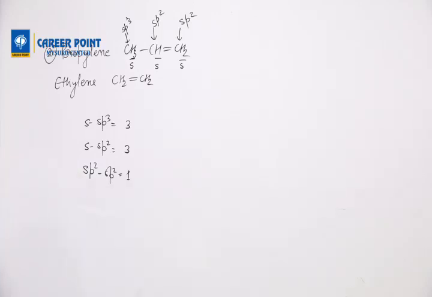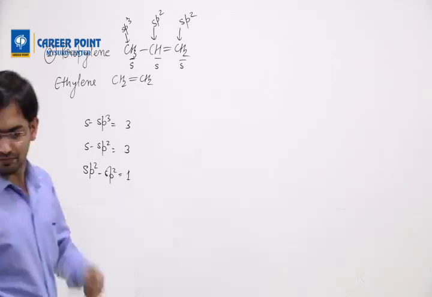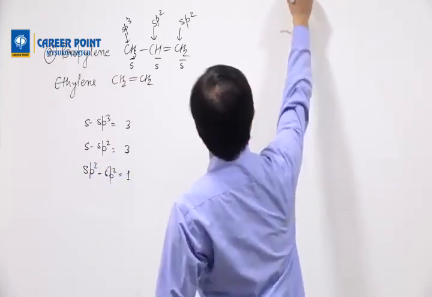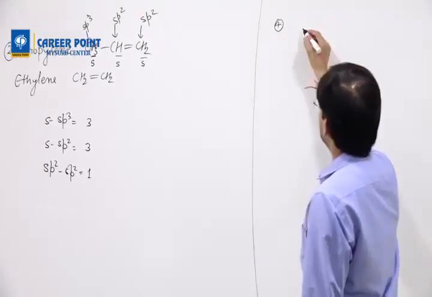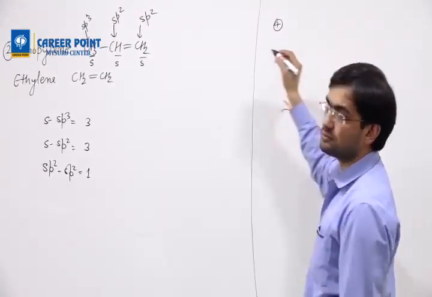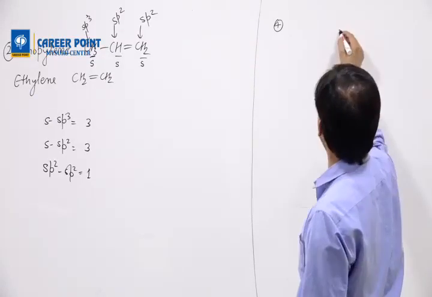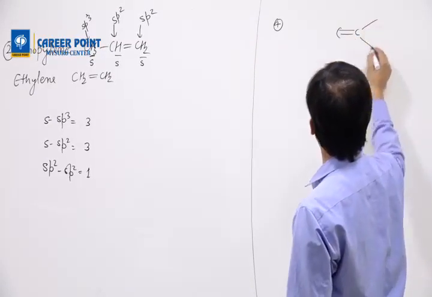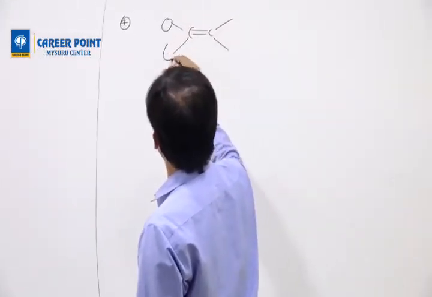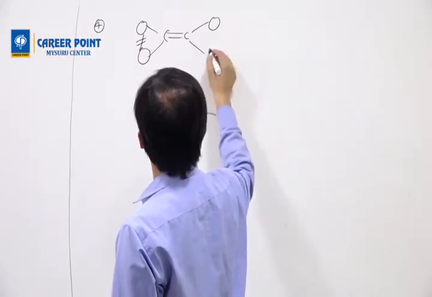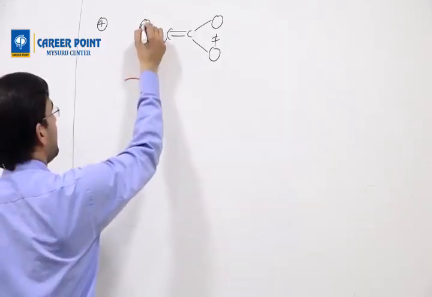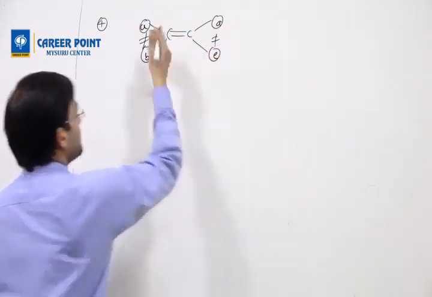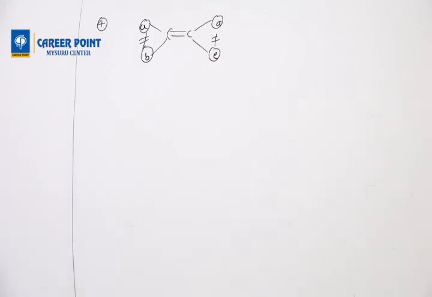Then question number 4: which alkene shows geometrical isomerism? This rule I gave you in the last class also. You need to draw the double bond, and these groups must be different. So if you look at the first option, A B and A E, I can write A, B, A, E, satisfying the condition. Yes, it will show geometrical isomerism.